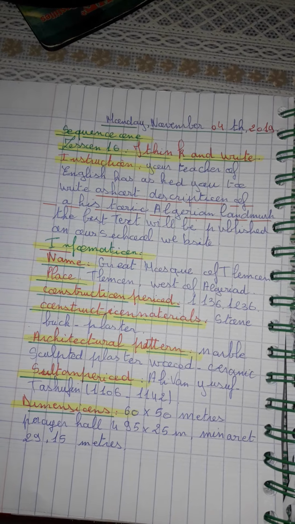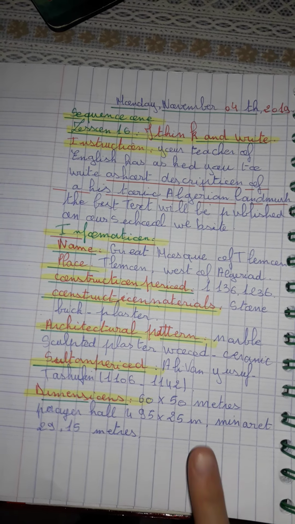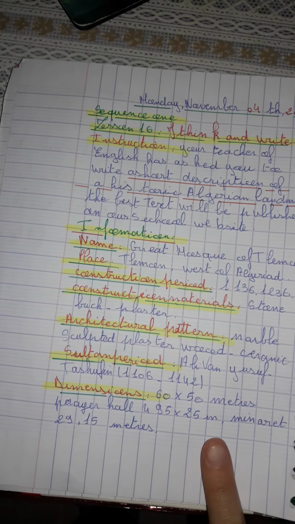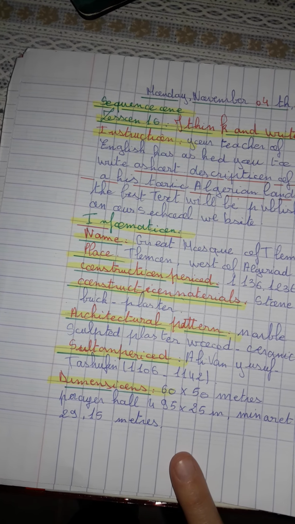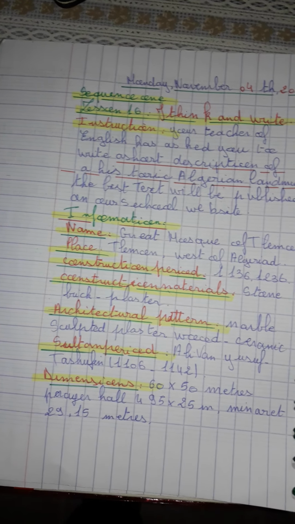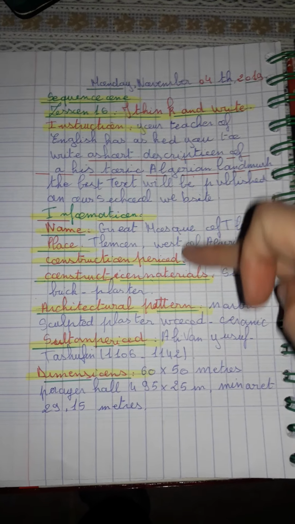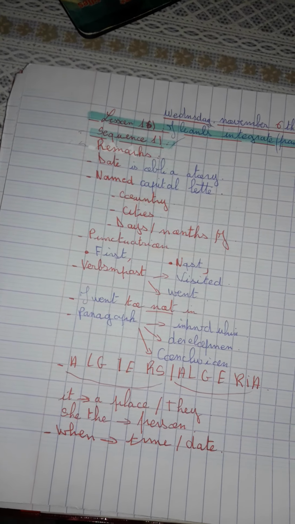Remember, we have 2 topics. Here they write about a monument. They describe a monument, so they include the name, the place, construction, period, materials, dimensions, and so on. So I write the instruction. Then I write the outline. Then I correct with my pupils.